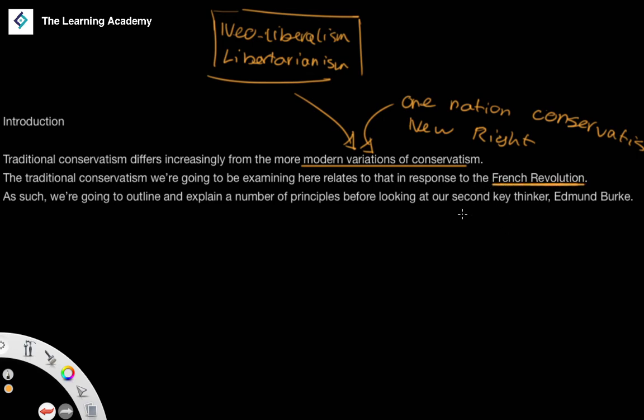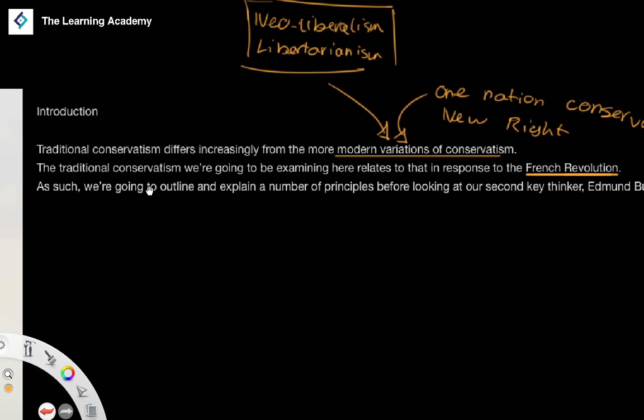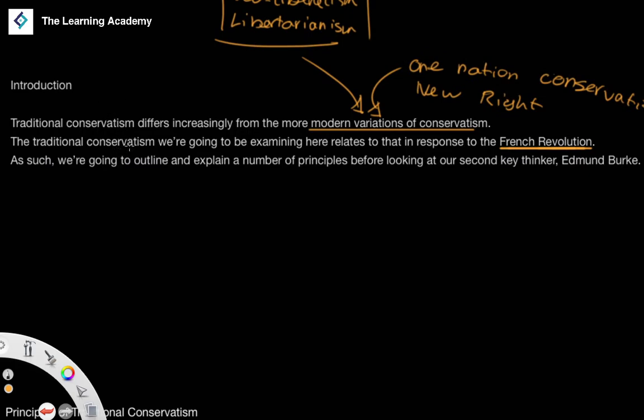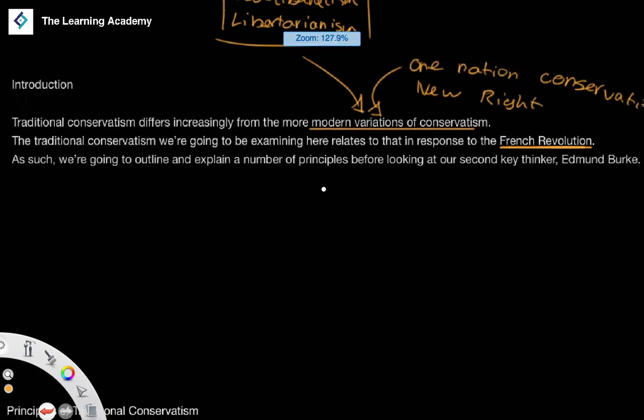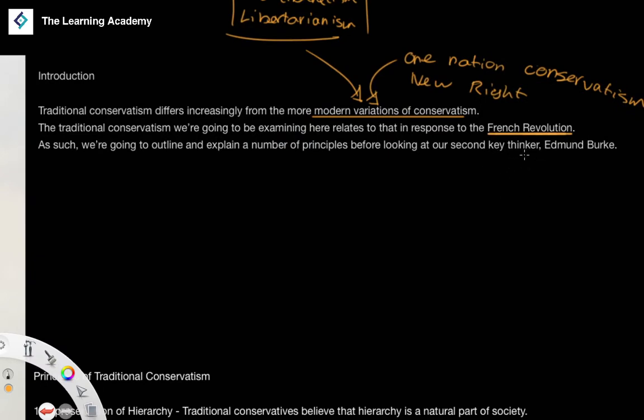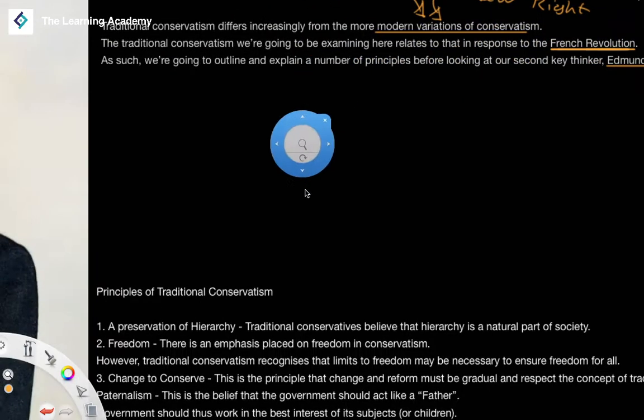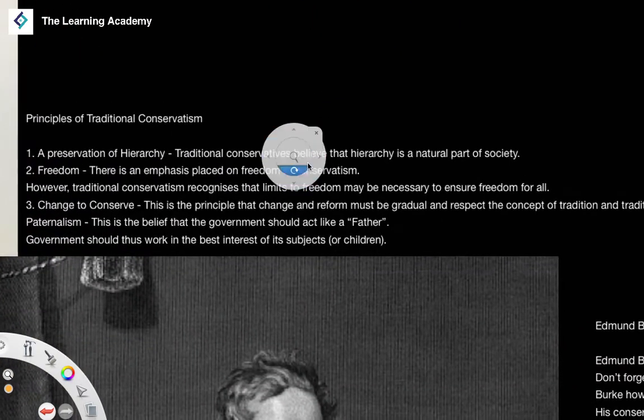Okay, we've already touched upon Thomas Hobbes and his influence on conservative thought, because his influence was relating to his reactions to the English Civil War and the English Revolution. But like I've said in the last couple of videos, it would be incorrect to describe Thomas Hobbes as a conservative, because conservatism didn't actually exist at the time he was writing. So we're going to outline a number of principles before looking at our second key thinker of the conservative thought section, which is Edmund Burke. So let's have a look at a number of principles of conservatism.